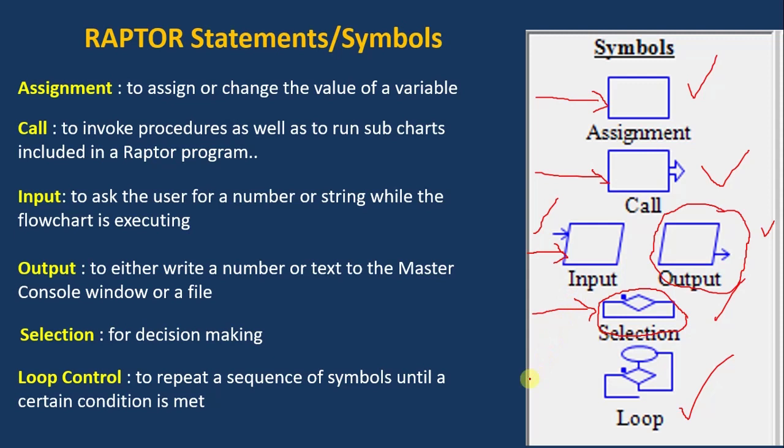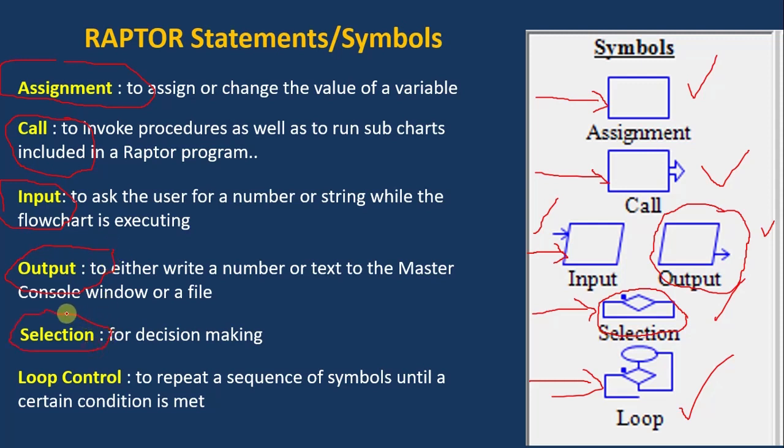And the next one is a loop control statement, a loop control symbol. If you want to repeat certain instructions again and again until a condition is met, you can make use of this loop statement. Okay. This is for performing mathematical operations or assigning values. This is for calling functions or calling other flowcharts. And this is for reading the input from the user. And this is to produce the output to the master console, or if you want, you can even produce output to a text file.